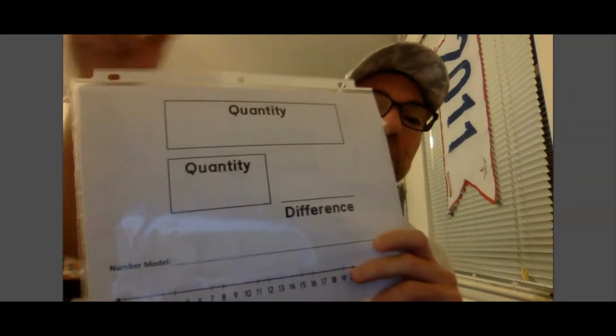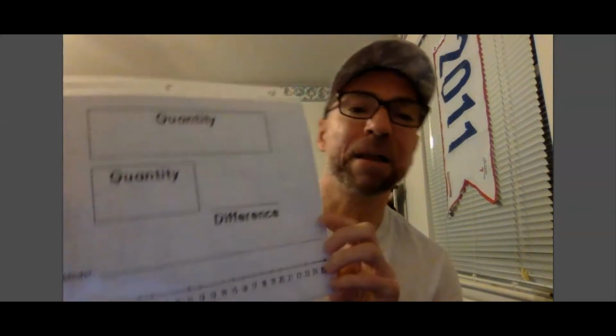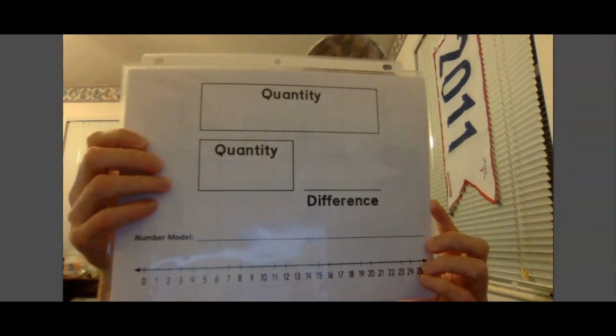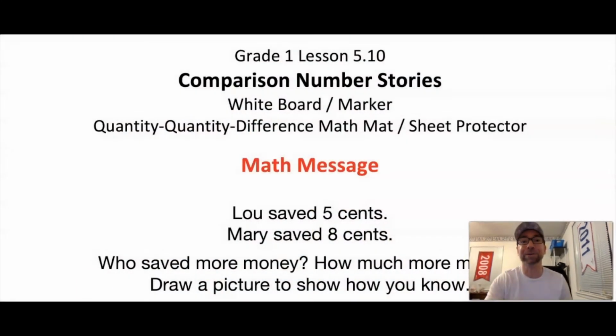Today, you are going to need your whiteboard and your marker, and you are also going to need a brand new math mat. This math mat is called the quantity difference. So you're going to want to find the quantity difference math mat. Get that ready, put it inside your sheet protector, get your whiteboard nearby, because I am about to shrink myself into the corner.